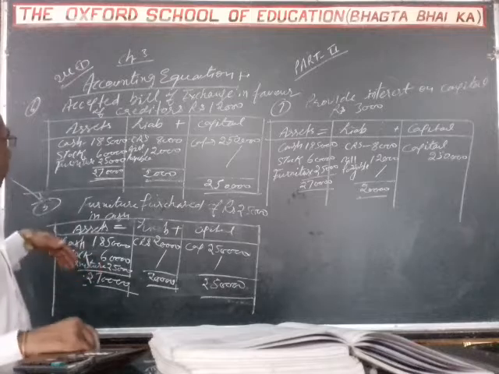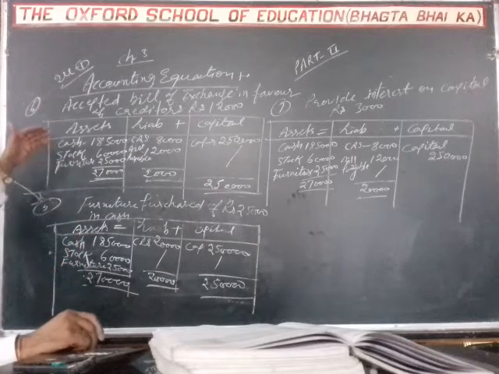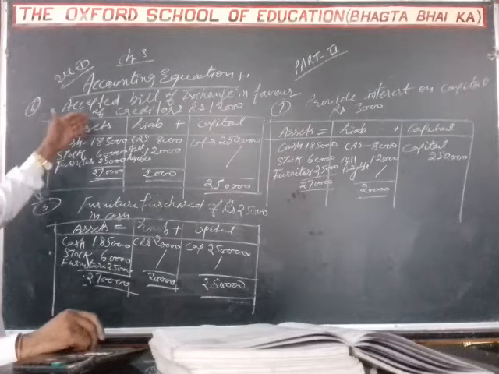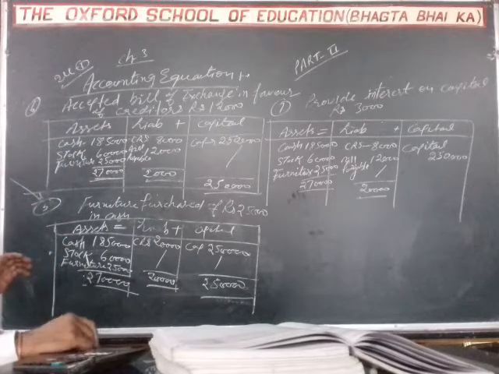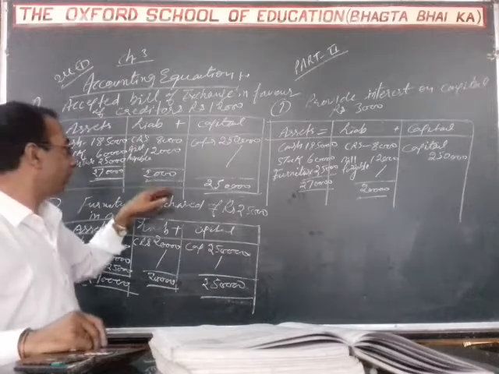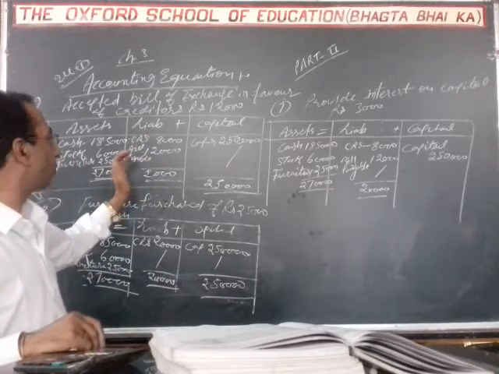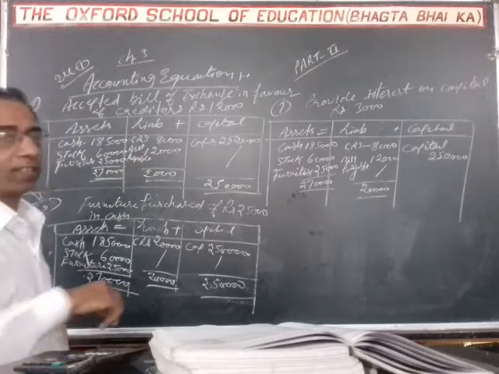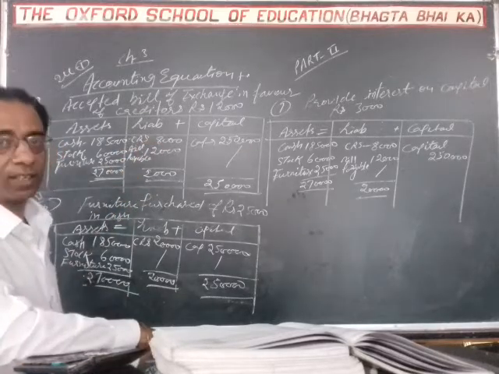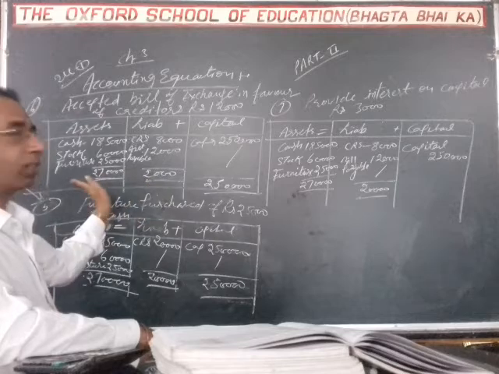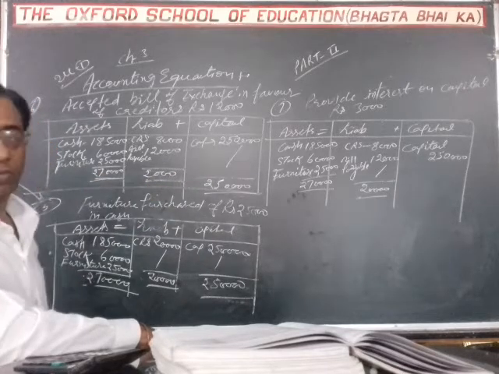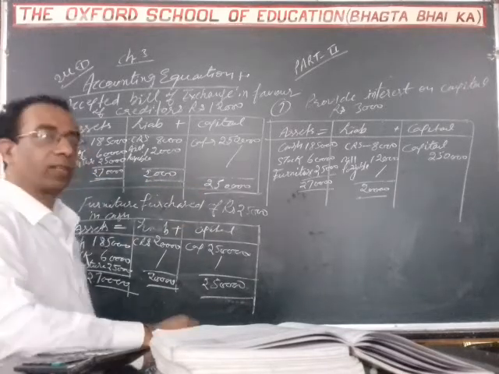So the asset side remains the same: cash, stock and furniture remain the same. The total of the asset side remains 2,70,000, and liability is again 20,000: 12,000 is bills payable and creditor is 8,000. Total of the liability side is 20,000. When we subtract 20,000 from 2,70,000, we find the capital, 2,50,000.